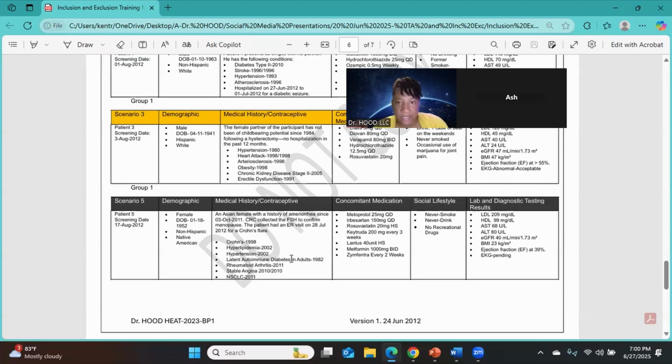So let's go over here and see. She's on at least an ACE or an ARB. She's on this drug right here, so that is good. But then she's on two autoimmune suppressant medications. She takes this Katrina for her lung cancer, and she takes this medicine for her Crohn's.